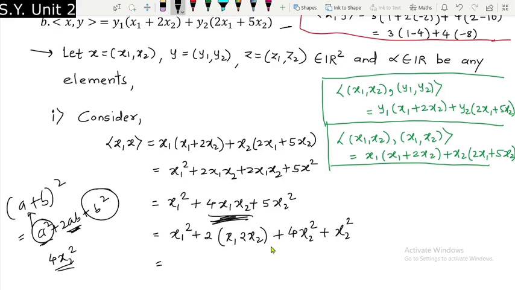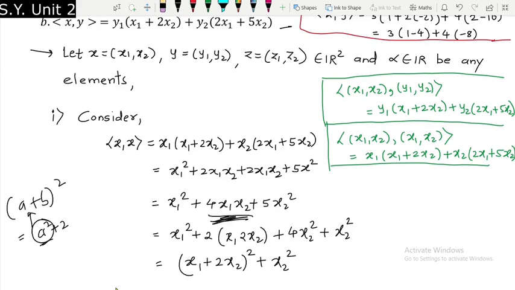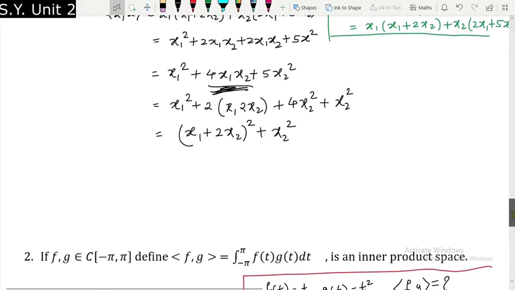So this is nothing but (x1 plus twice x2) whole square, and plus x2 square. You can verify your answer back. x1 gives x1 square, and twice x1 multiplied by twice x2 gives 4x1x2, and (twice x2) square is 4x2 square. So that looks right, and this is greater than or equal to 0, no doubt. Therefore we have shown that the inner product of x with x is greater than or equal to 0.